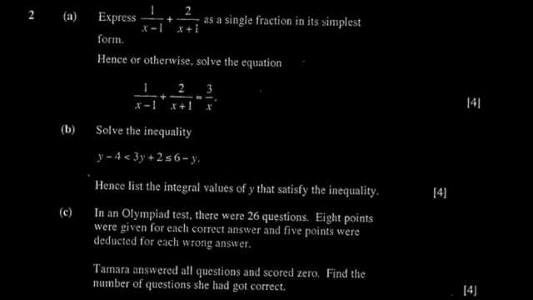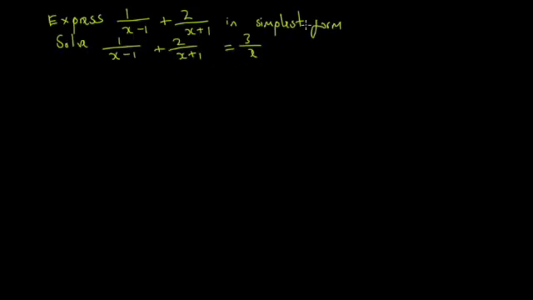The first question says express 1 over x minus 1 plus 2 over x plus 1 as a single fraction in its simplest form. Then the second part says hence or otherwise solve the equation. So there are two fractions here, and they want them as a single fraction. On the next part, they want you to solve this equation. We don't have any space here, so I'm going to rewrite my questions. I already preloaded them here. Simplest form, this part, is what we're going to work out first.